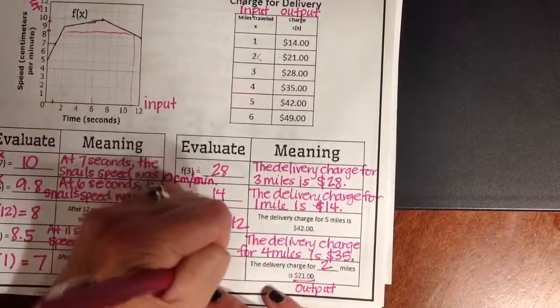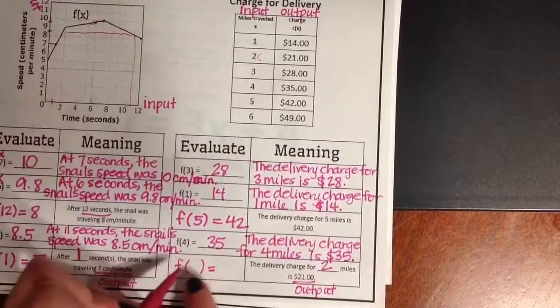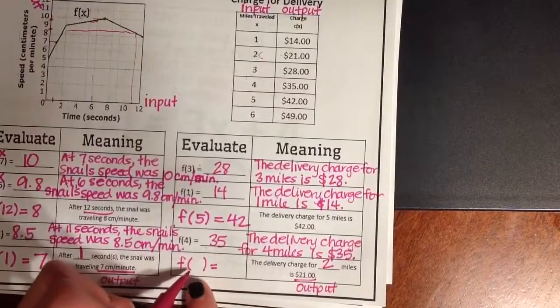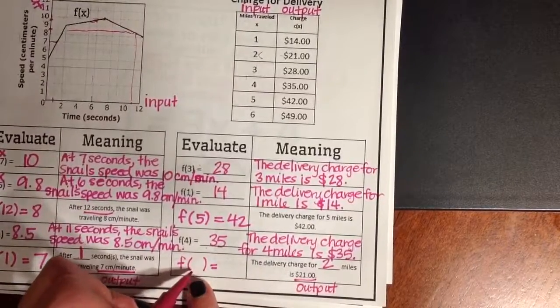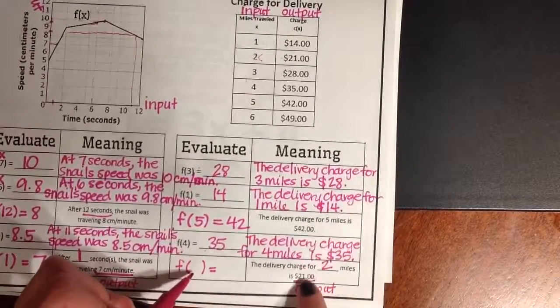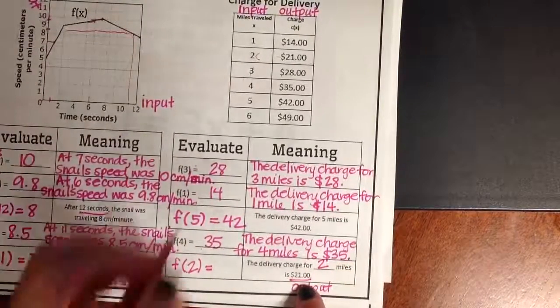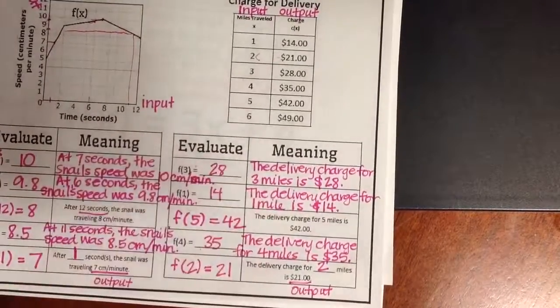So F of equals. So now I need to figure out which number is going to go inside the parentheses, which indicates that it's your input value. Well, which one was your input value? Miles, so 2. So F of 2 is equal to 21.